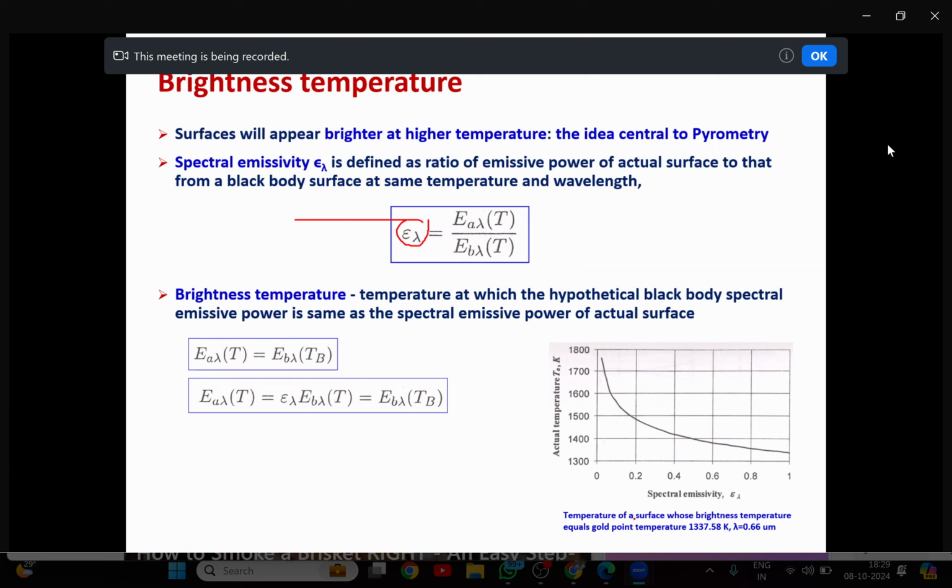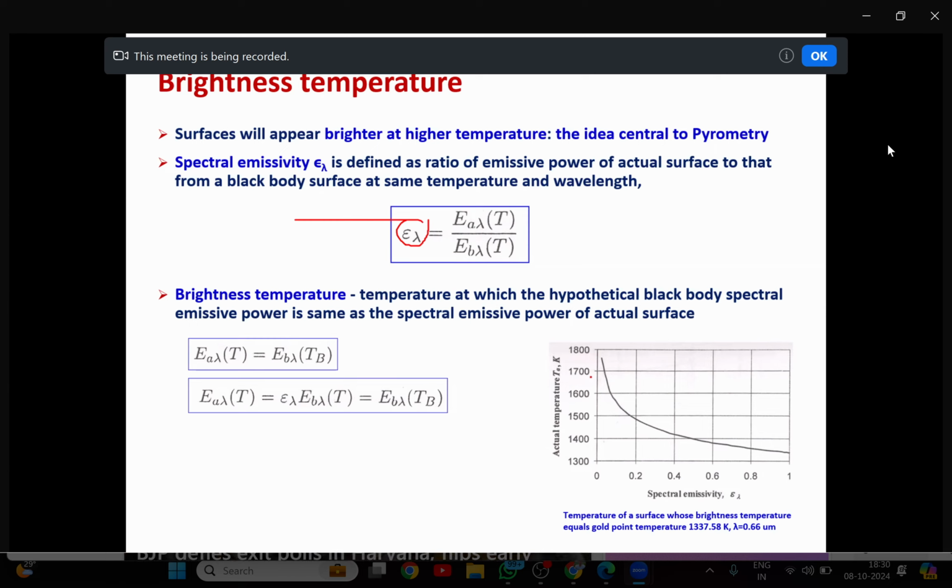You talk about a surface whose brightness temperature is equal to the gold point temperature. Okay, so there is a surface whose brightness temperature, and we defined what brightness temperature is, is equal to the gold point temperature, which is nearly 1337.5 Kelvin. And the wavelength is at 0.66 micron.